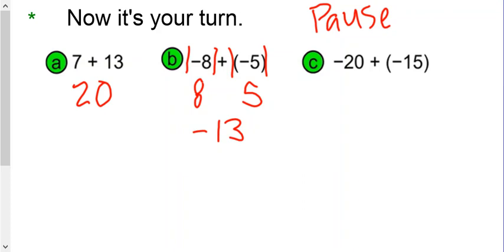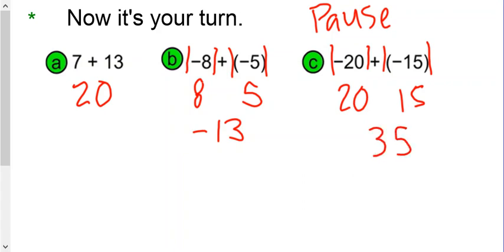Okay, last one here, negative 20 plus a negative 15. Okay, so same situation here. We can use absolute value. So let's say the absolute value of negative 20 is 20. The absolute value of negative 15 is positive 15. Okay, so if we combine those, that'll give us 35. And the sign that we're using is negative. Okay, so negative 20 plus negative 15 is negative 35. You could also use a number line, and if you start at negative 20 and you add 15 negatives, you're moving to the left 15 spaces, which will get you to negative 35.